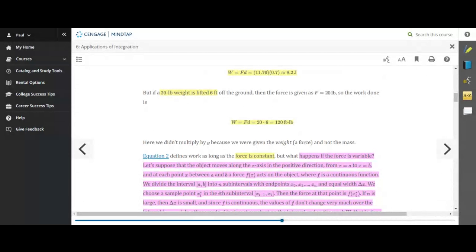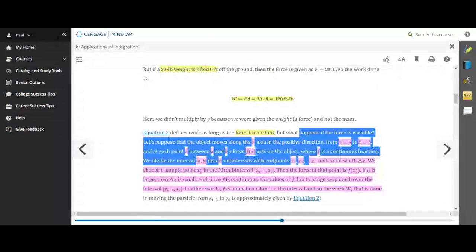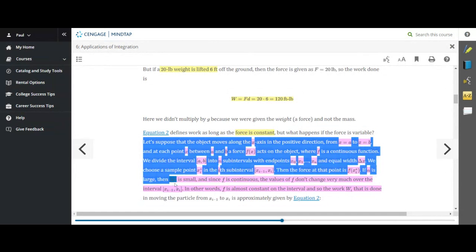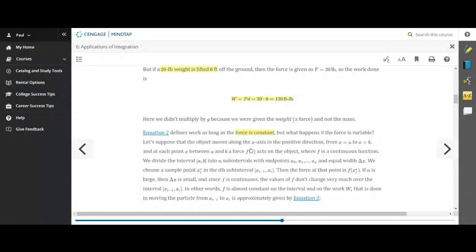Now, if you have a 20-pound weight lifted 6 feet off the ground, let me just highlight this for the moment. If you're going to lift a 20-pound weight 6 feet off the ground, well, it's easy to compute the work. Work is 20 pounds times a distance of 6 feet. So that's 120 foot-pounds.